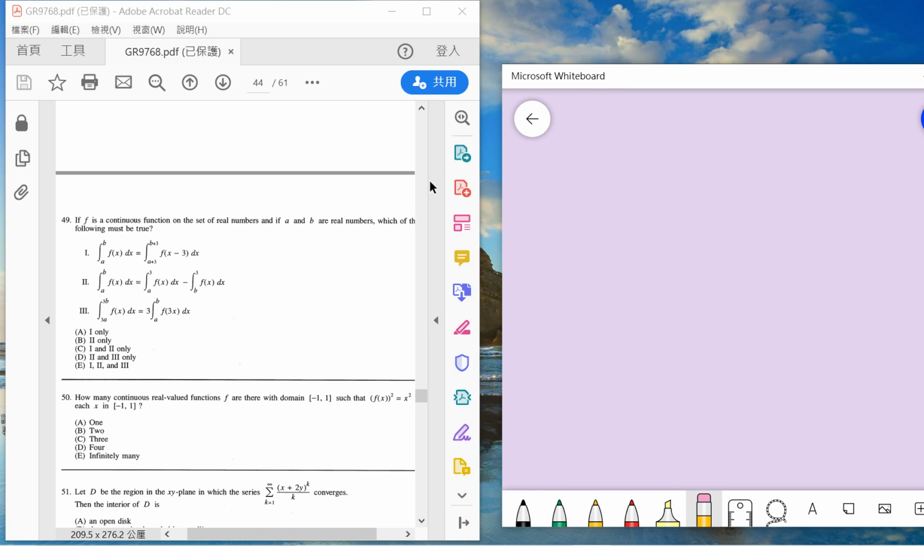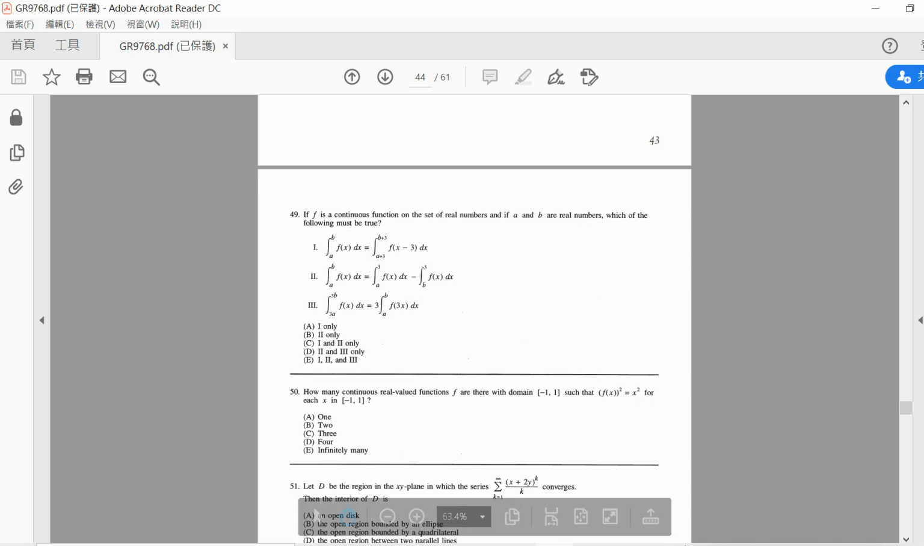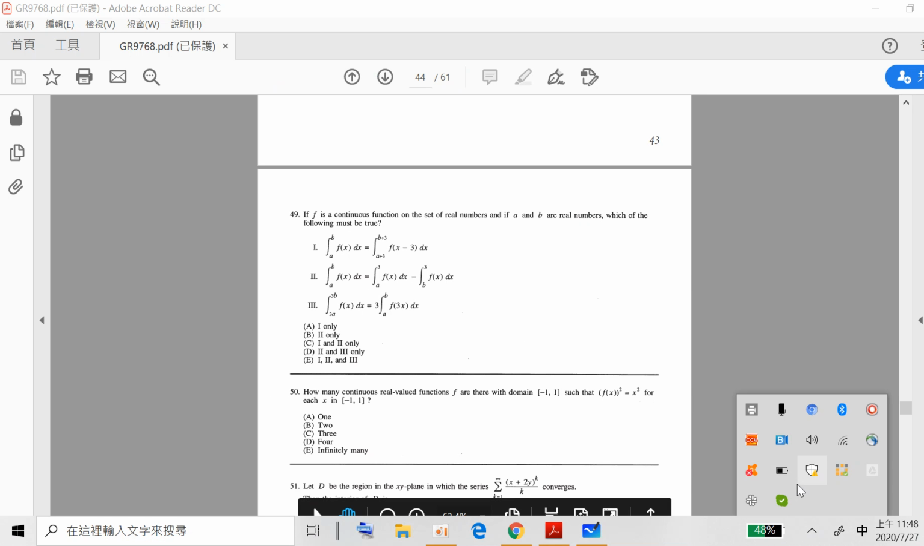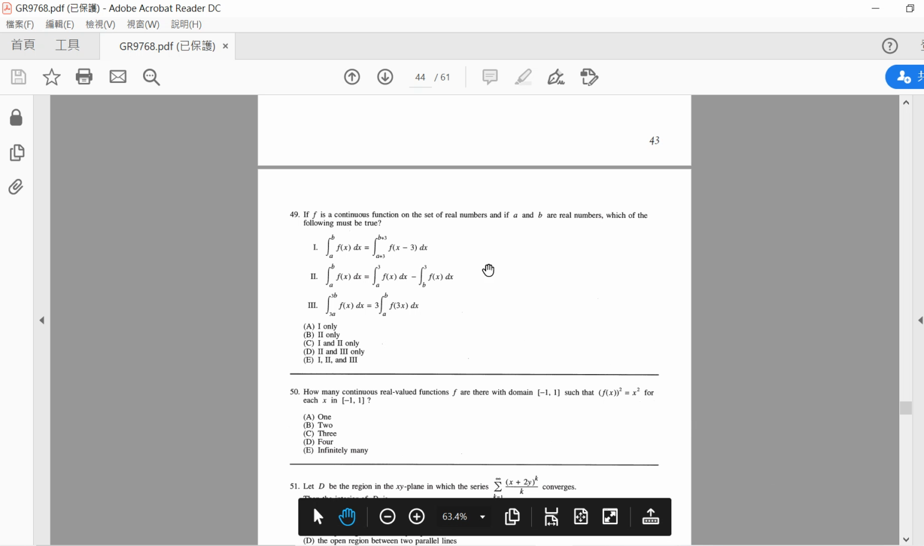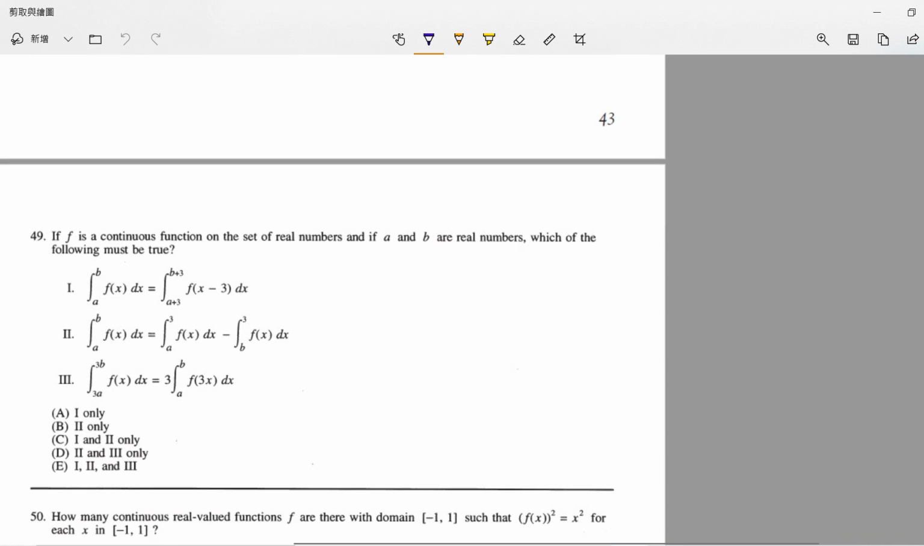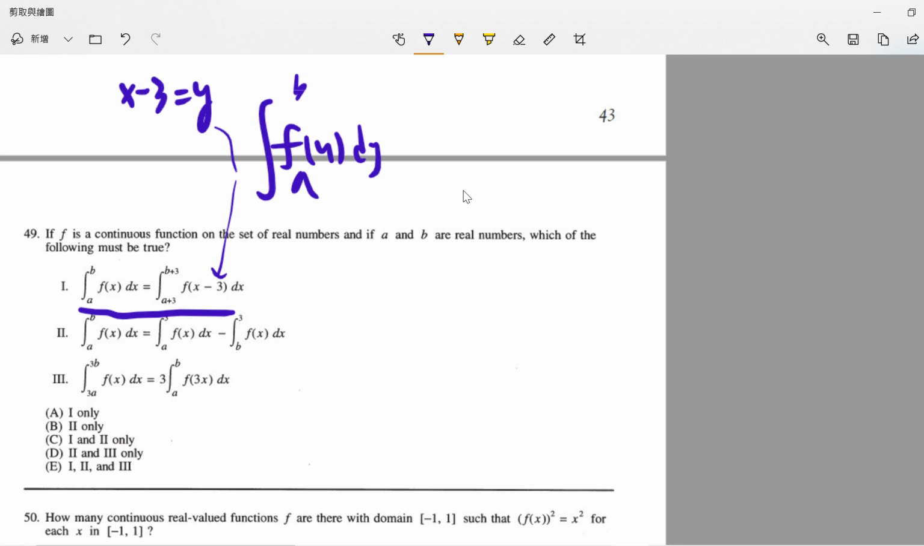Welcome guys. So 49 is easy, so I think I will just capture a picture and solve it. Okay, so 49 is about whether this is correct. Basically there's nothing special, just let x equal 3 to y, so you plug into this and you get f of y dy, b and a.